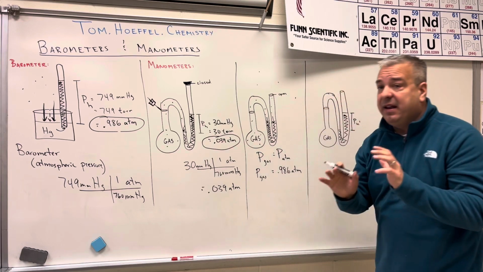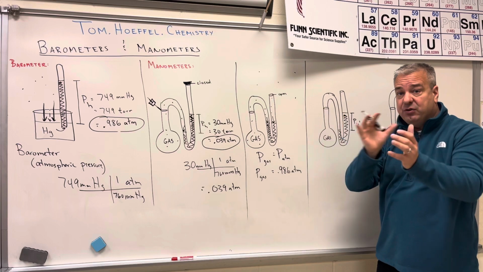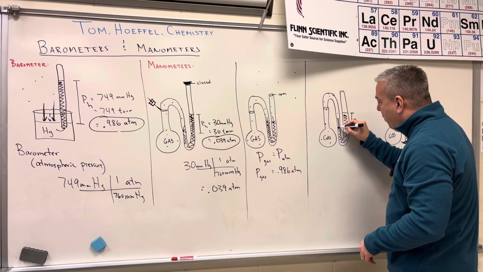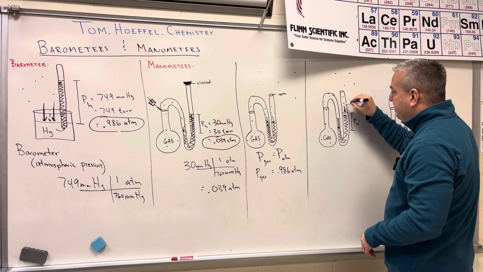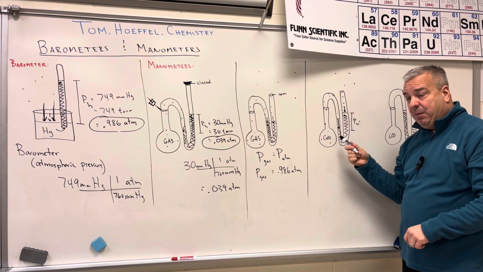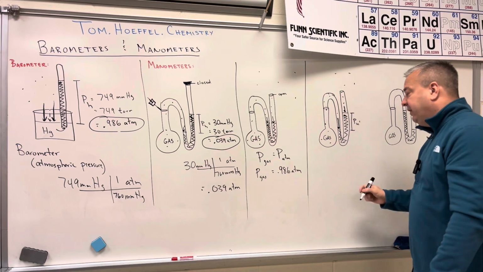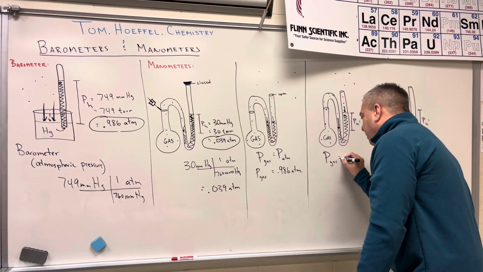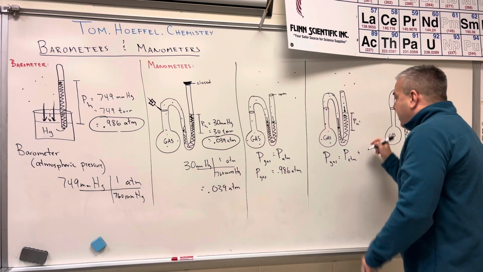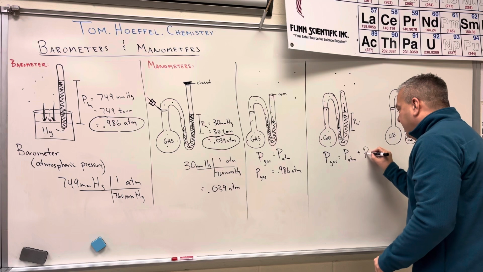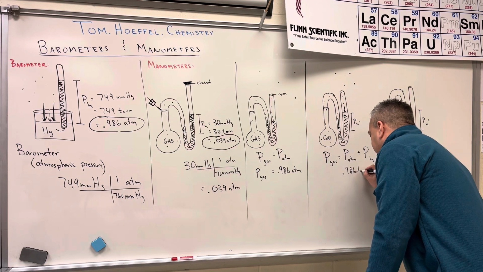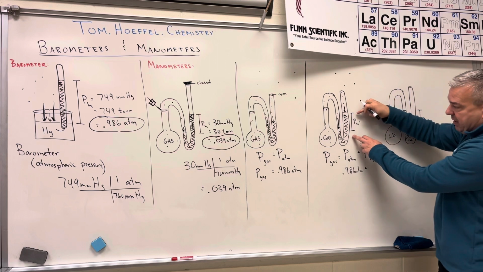Well, what if we have an open-ended manometer where the levels are not the same? Let's say this gas here looks like it's pushing down more than the atmospheric pressure is pushing down, and there's a level difference. If the gas is pushing down more, then it's stronger than the atmospheric pressure. So we write the equation like this: the pressure of the gas inside here is equal to the pressure of the atmosphere plus the difference in the meniscus level. Remember, our atmospheric pressure is 0.986 atm. And if we wanted the pressure of this gas, we would measure this height difference.